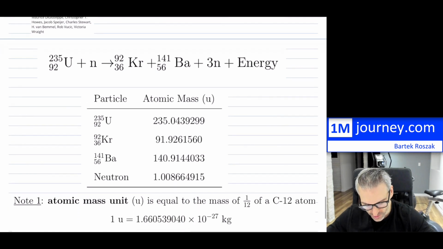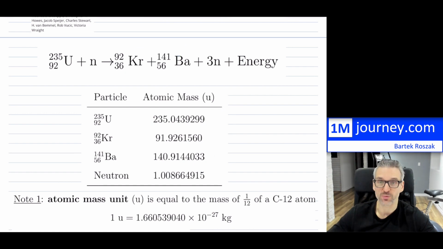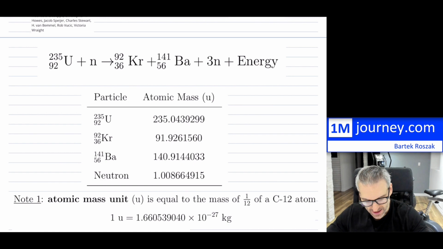So let us assume that we have these atomic masses. These are all the atomic masses that we have. Notice that there's only one of each of these. Now we have one neutron on the left, 3 neutrons on the right. So here is the actual atomic mass unit that I provide.